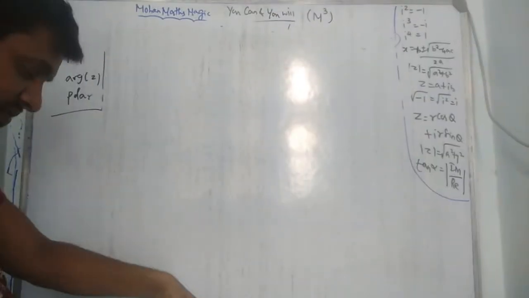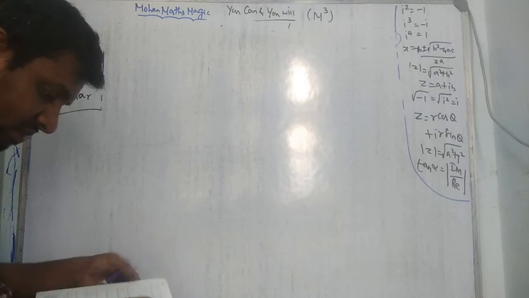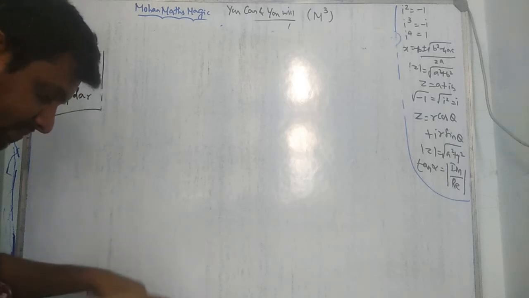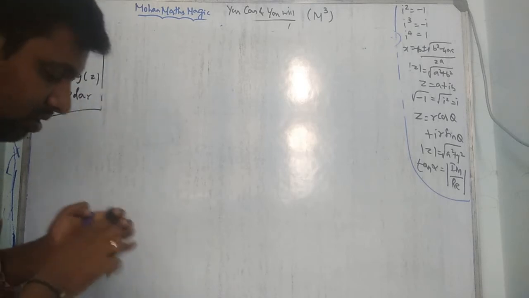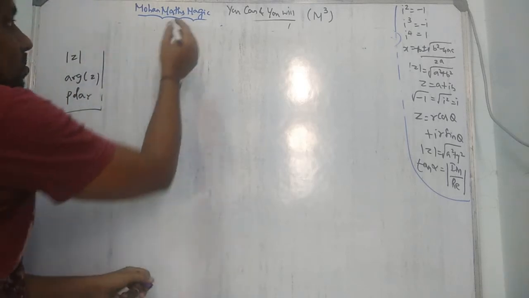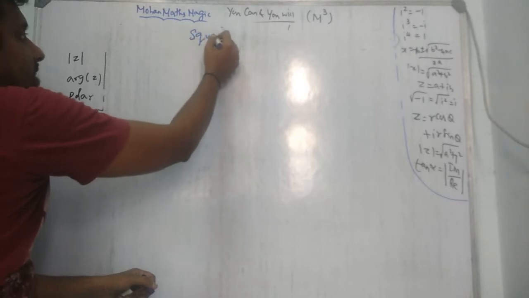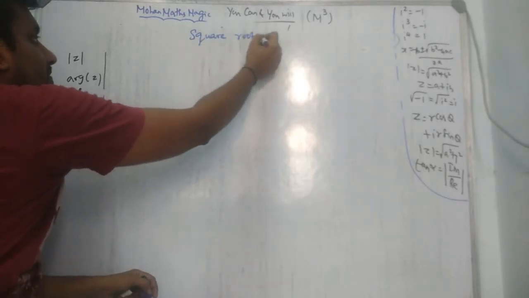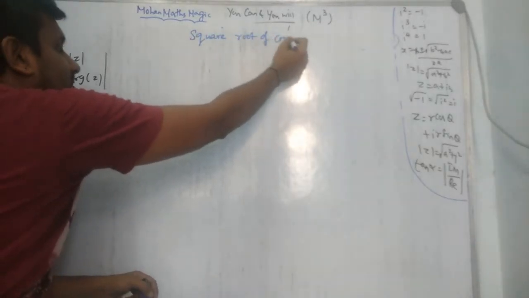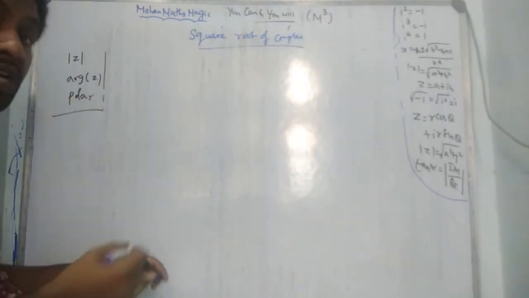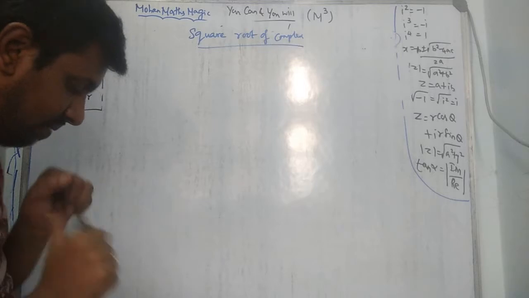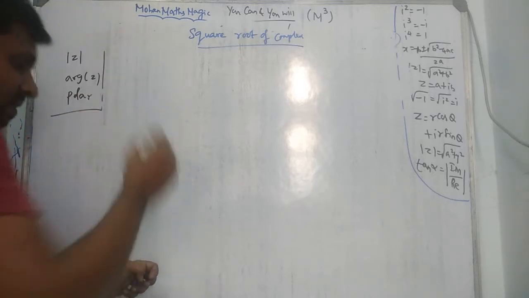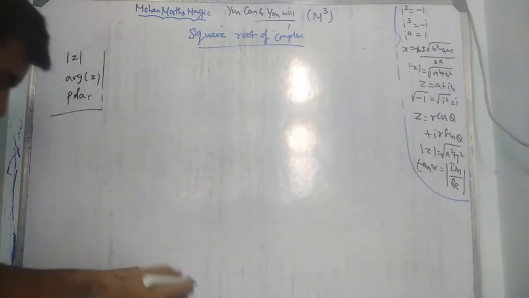Okay. Next, find the square root of the complex number. This is not in the textbook, so this is an extra sum. It may be asked as an extra or supplementary sum. You will find it in the last page of your textbook under supplementary. So first sum I will do slowly, then you can do many sums on your own.